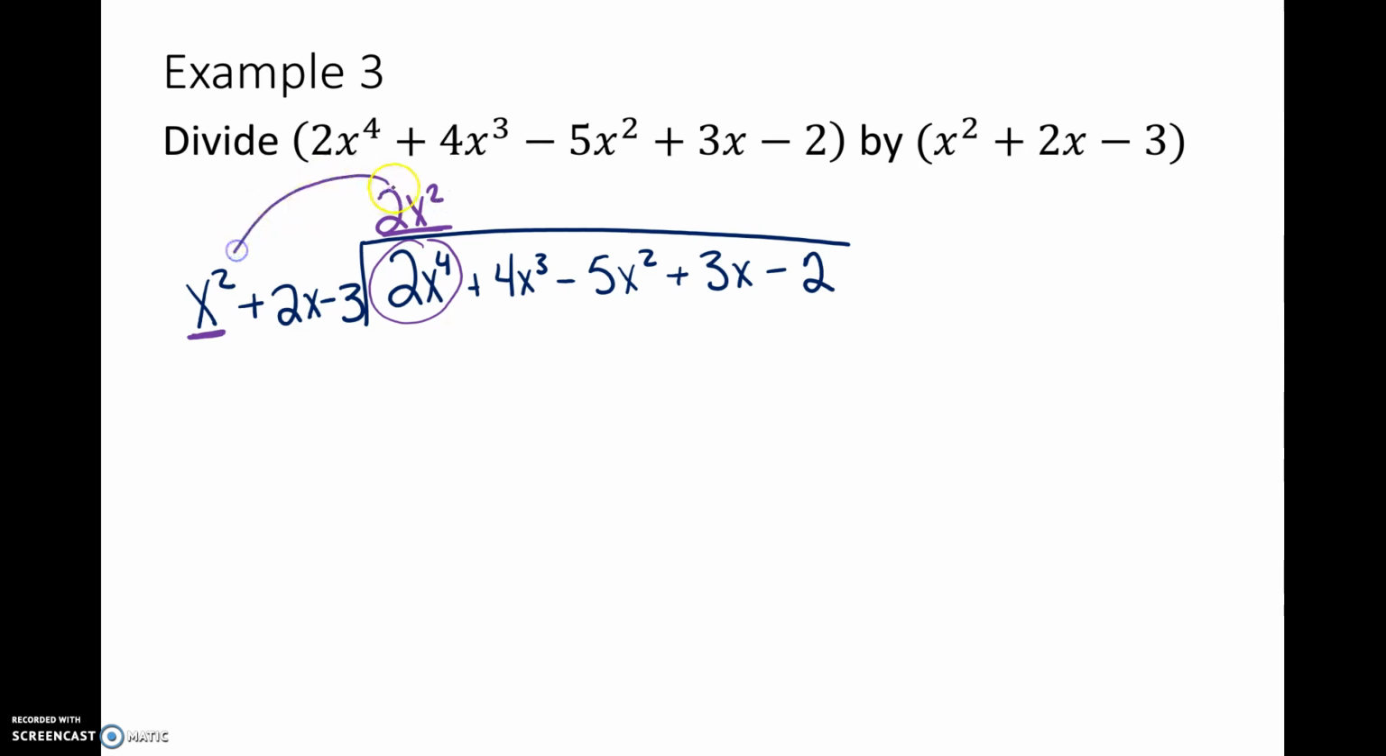Then we distribute. This time we have to distribute it to all 3 terms. This is when the 3 terms matters, and write our answer below. So 2x squared times x squared is 2x to the fourth. 2x squared times 2x is 4x to the third. 2x squared times negative 3 is negative 6x squared.